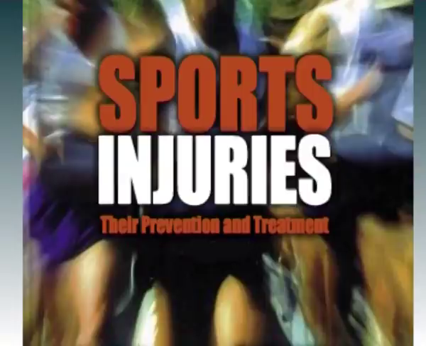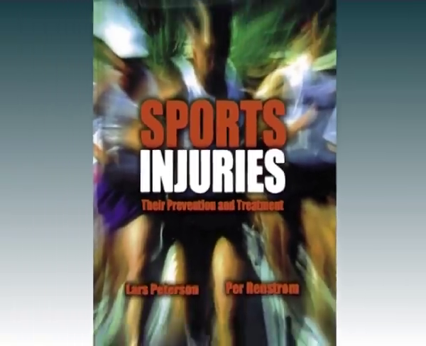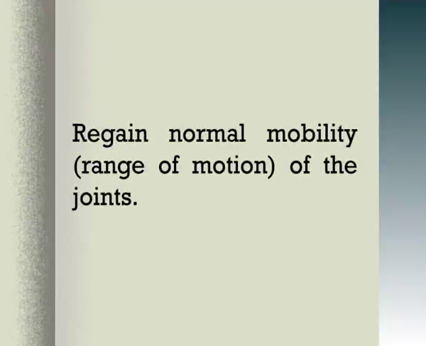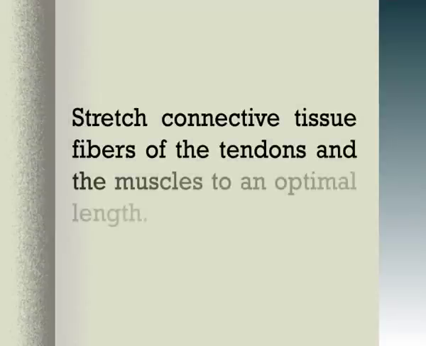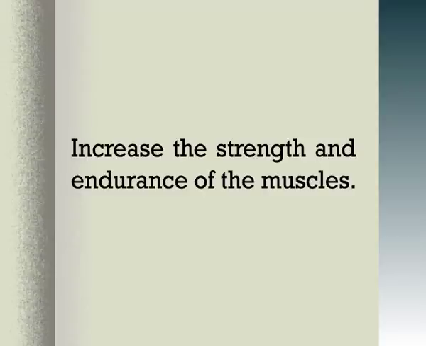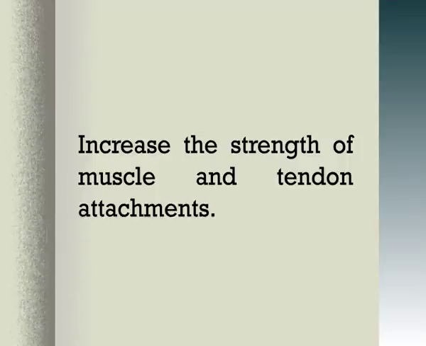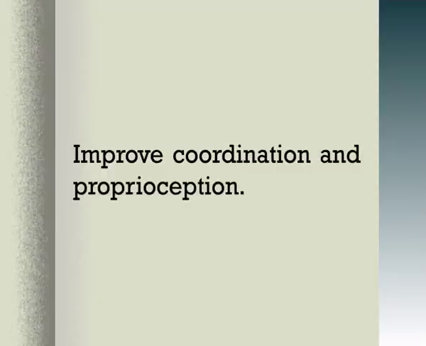Next, the objectives of rehabilitation as given by Lars Peterson and Per Renstrom in the book Sports Injuries, Their Prevention and Treatment, which is more specific to the field of physical education and sports, are as follows. First is to regain normal mobility, that is the range of motion of the joints. Secondly, to stretch connective tissue fibers of the tendons and the muscles to an optimal length. Thirdly, to increase the strength and endurance of the muscles. Fourth, to increase the strength of muscle and tendon attachment. And lastly, to improve coordination and proprioception.